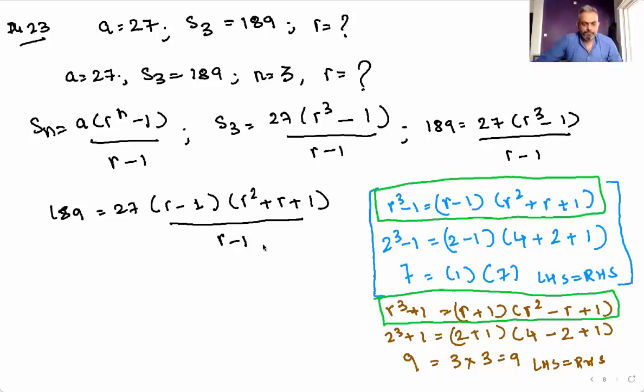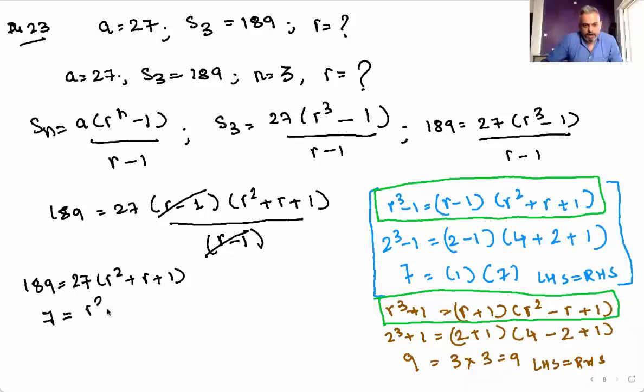Now, r minus 1 cancels. So what are we left with? 189 is equal to 27 into r square plus r plus 1. Now divide 189 by 27. 7. So 7 is equal to r square plus r plus 1.